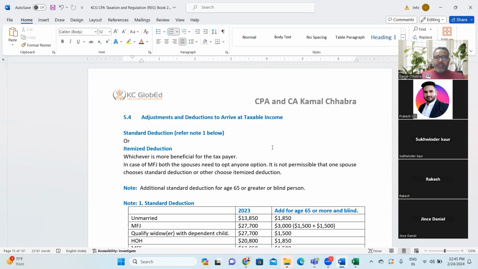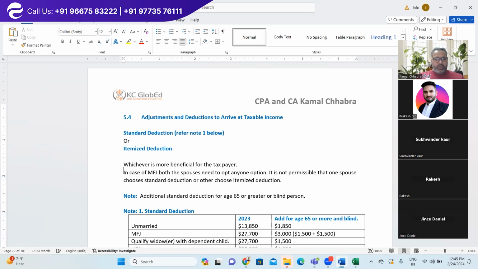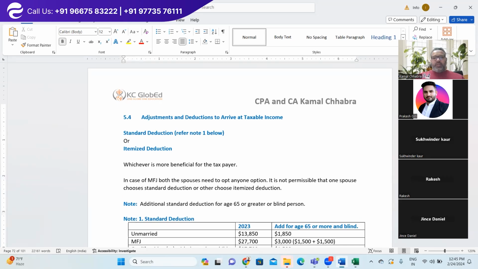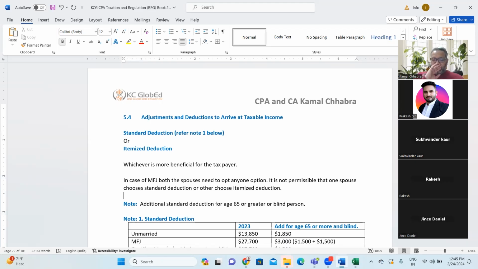Out of these, whichever is more beneficial to the taxpayer, you should consider. In case of married filing jointly, both spouses need to opt for the same option. It is not permissible that one spouse chooses standard deduction and the other chooses itemized deduction. This is also very important. If you are filing a joint return, both have to reach a consensus that together they will choose either itemized deduction or standard deduction, because it is going to be a single return, not two separate returns. Clear? So far, so good?